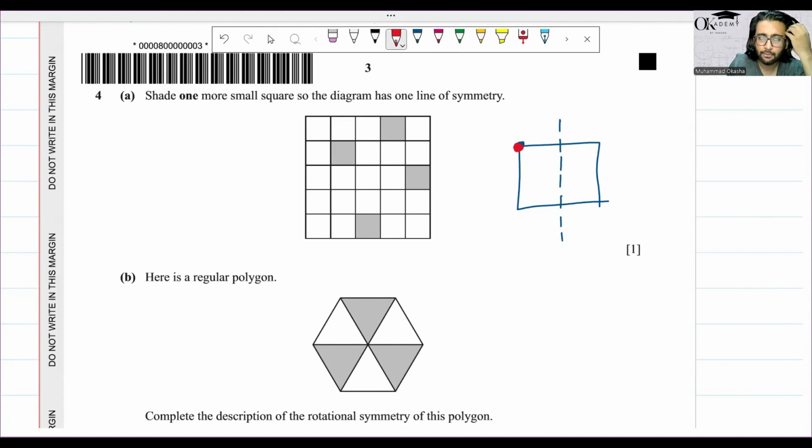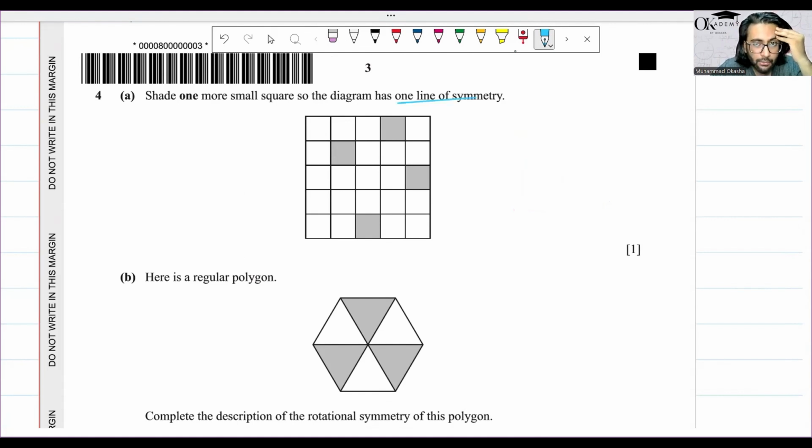So this would be on top of each other, and this would be on top of each other. So you will have this line of symmetry. And this line of symmetry divides this shape into 2 equal parts. That's the deal. And so that's the line of symmetry. The shape has one line of symmetry.